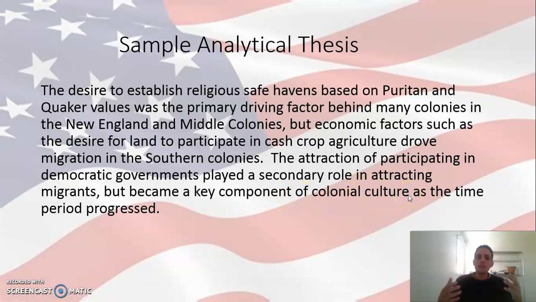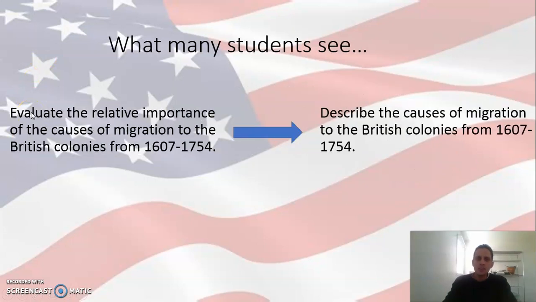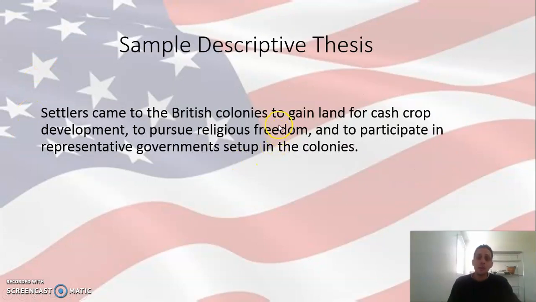But I think the key here is that they've addressed what the primary and secondary causes are, and they talk to either why or how those things are primary and secondary. So when you're answering a question like this, this is what you want to be able to do. And it starts with your thesis statement, because this nicely sets up body paragraphs, right? Just like our descriptive thesis, in a very simple way, set up body paragraphs. Like this will be body paragraph 1, cash crop development. Religious freedom would be body paragraph 2. Representative government would be body paragraph 3.